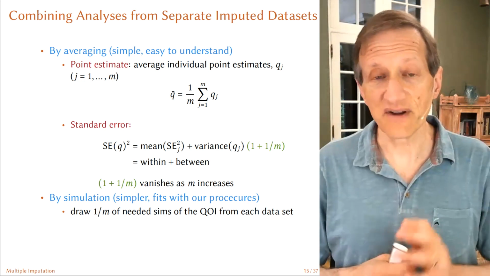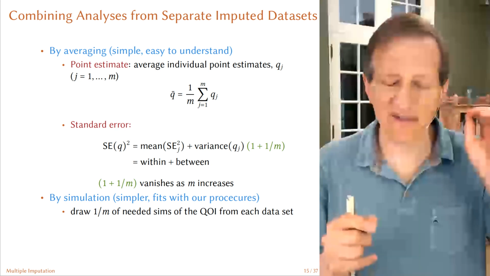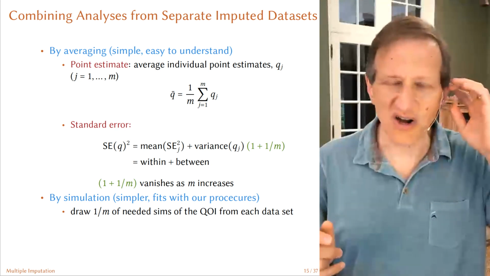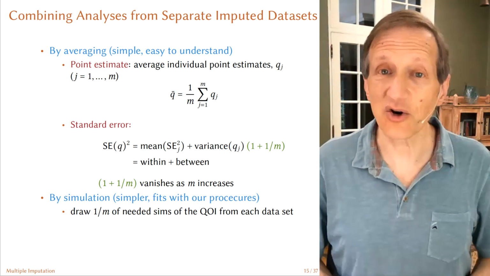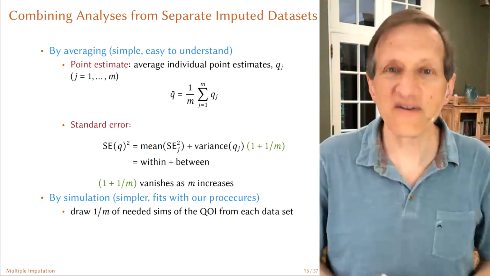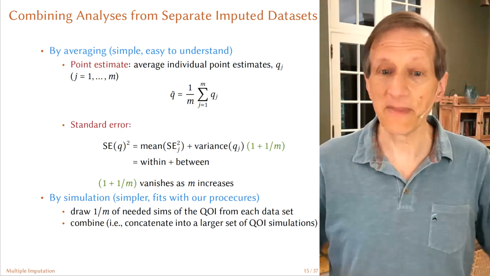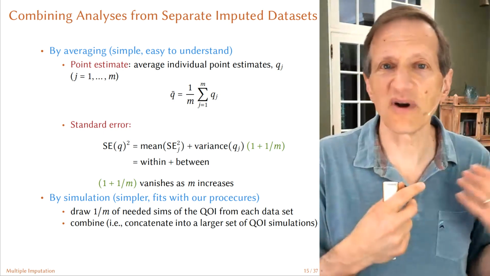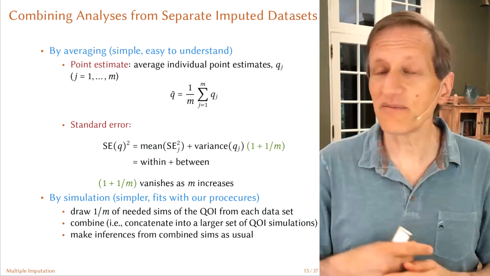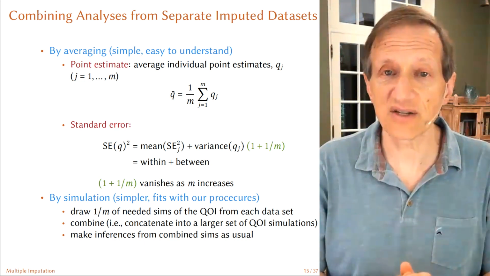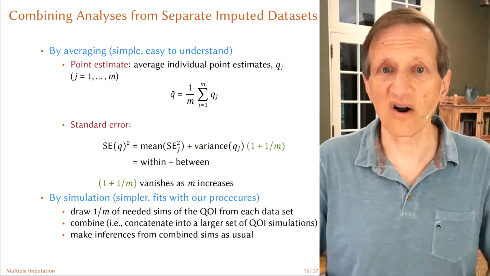And instead, if m is 5 and you need 1,000 draws to calculate your quantity of interest with simulation, you draw 1/5 of those 1,000 draws, 200, from each of the 5 data sets, and then just put them together as if you had drawn them all from one simulation process and do whatever you were going to do originally. You make your inferences on the combined set of simulations just as you would normally. So this fits utterly clearly and easily into our procedures.